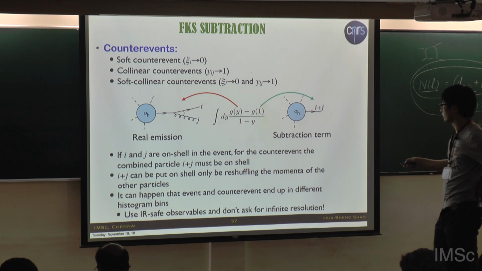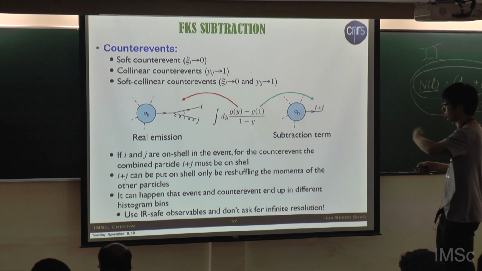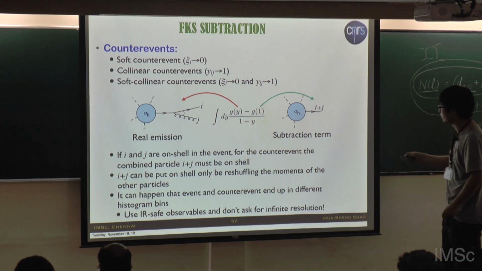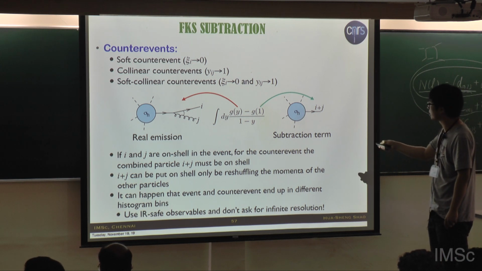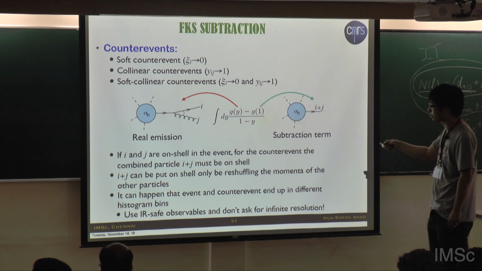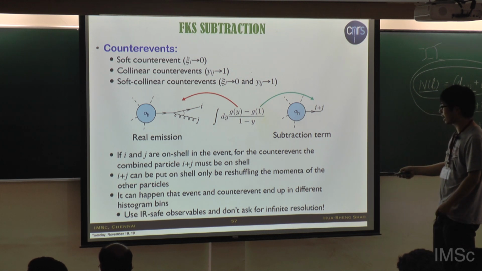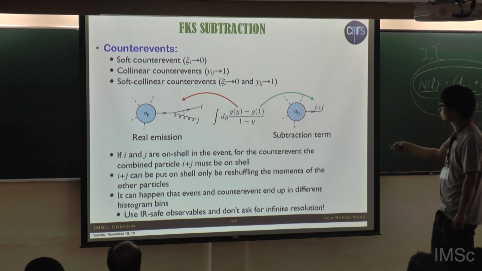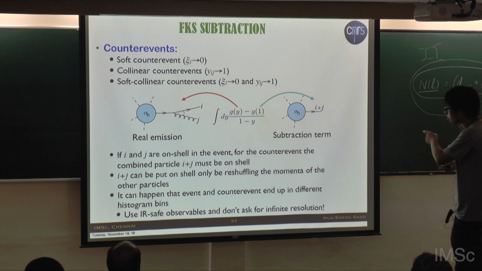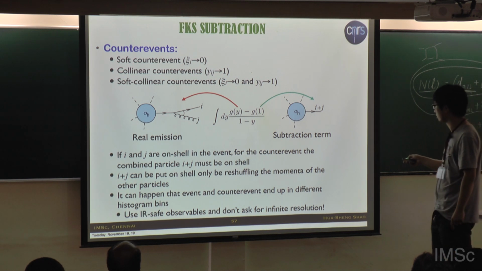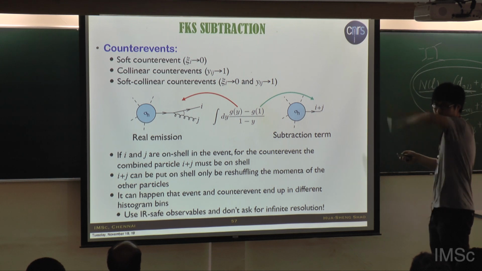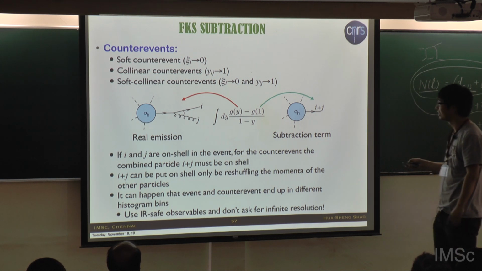So I won't go into details. There are a few things, such as the momentum mapping, and this kind of thing. I wouldn't go further, but you should remember that there will be some cancellation at the integrated level. So for any IR safe observable, do not ask for infinite resolution in the numerical integration, because then you may have trouble. If your bin is so close to the singular region, you will see strong fluctuations, right?